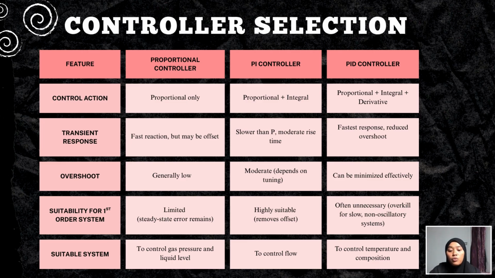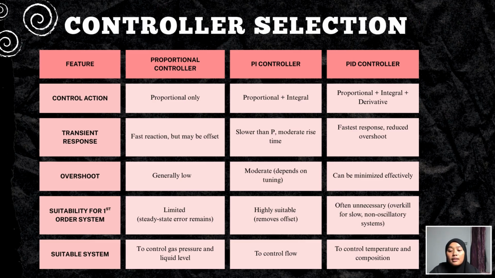We have three types of controller, which are P, PI, and PID. The function of these controllers will be discussed in this part. The first one is the proportional controller. The proportional controller is only for proportional action. The transient response is a fast reaction but may have offset. The overshoot is generally low, and it is limited for a first order system, where steady state error remains. This controller is used to control gas pressure and also liquid level.